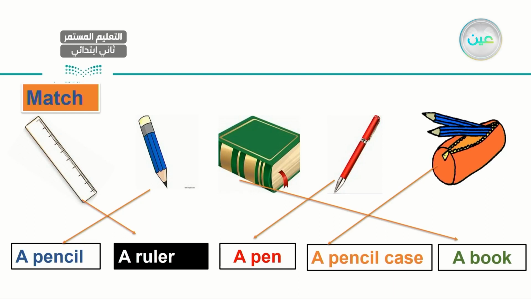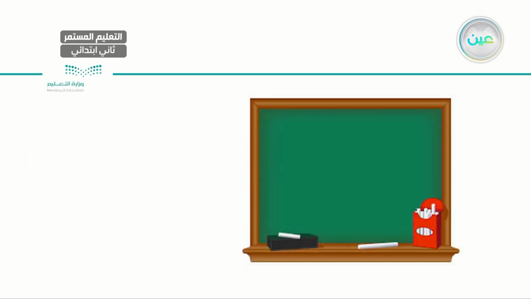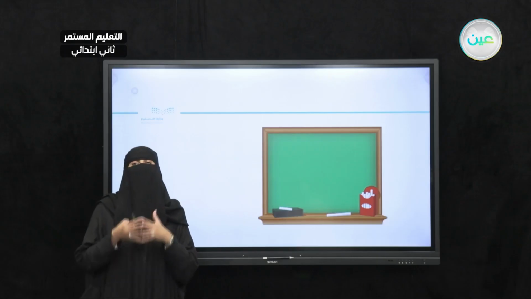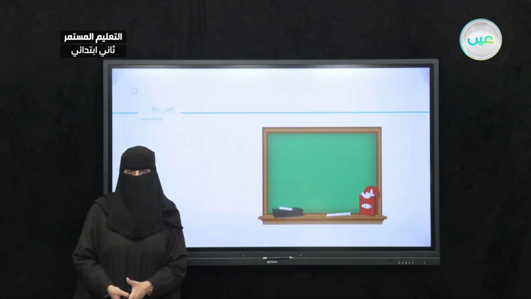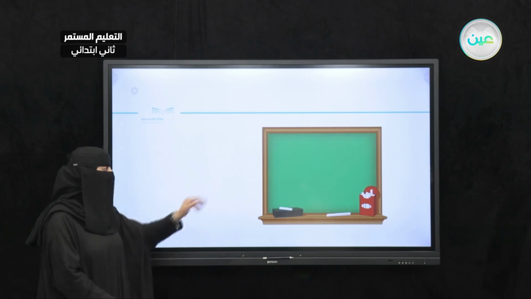So let's go ahead and read the words one more time. I have a pencil, a ruler, a pen, a pencil case, and a book. Very good. So we have all these items inside my bag. Now, let's go ahead and name some items that we can find inside the classroom, like this.